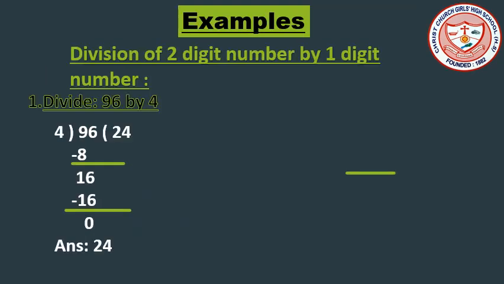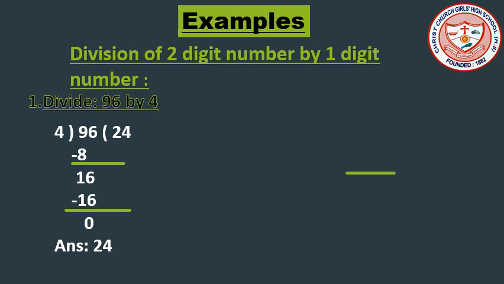First, let us try out some examples of division together. Okay? So we are going to start with division of a 2-digit number by a 1-digit number. Number 1. Divide 96 by 4. So girls, how can we do that?